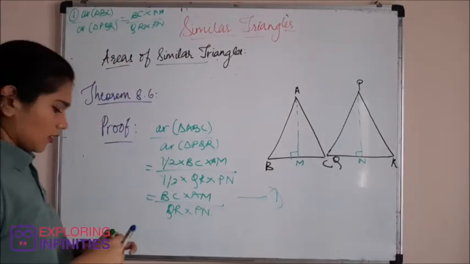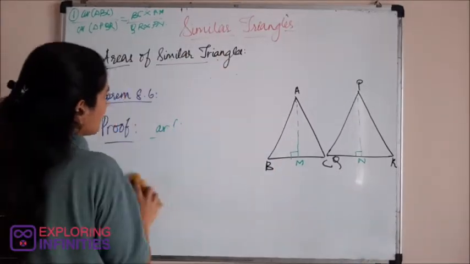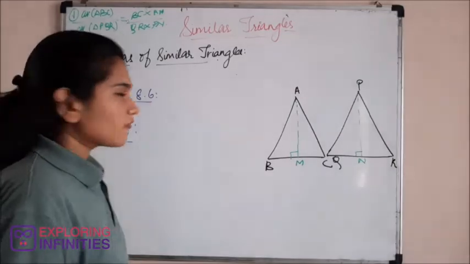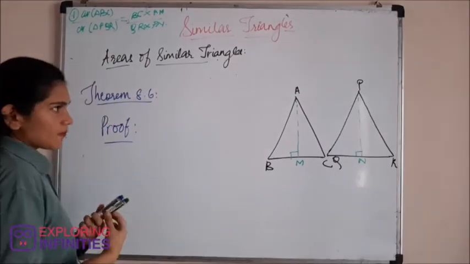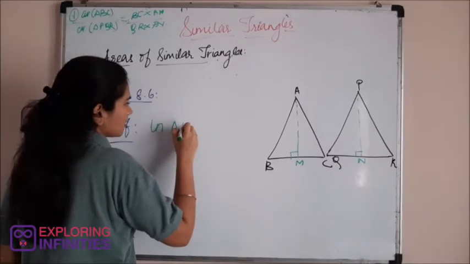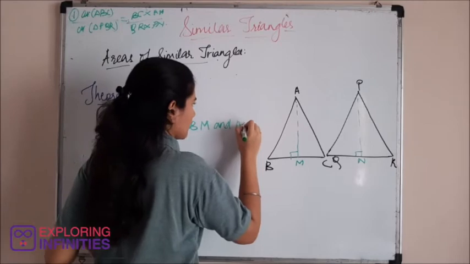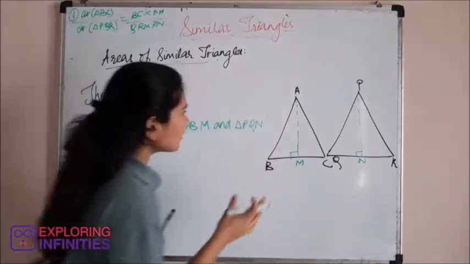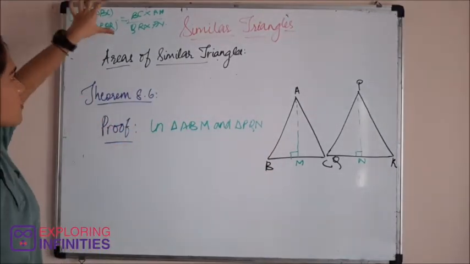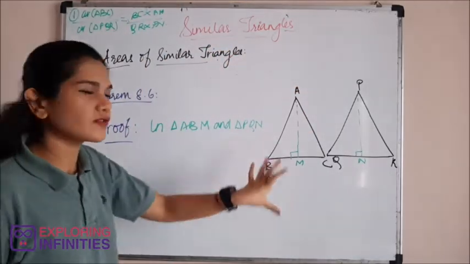Now coming to the smaller triangles that are constructed because of the perpendicular, if we talk about triangle ABM and triangle PQN, so in triangle ABM and triangle PQN. Now, why are we doing this? So here, we know that BC and QR are the corresponding sides of these two triangles.